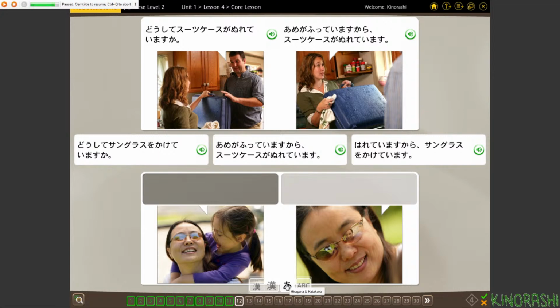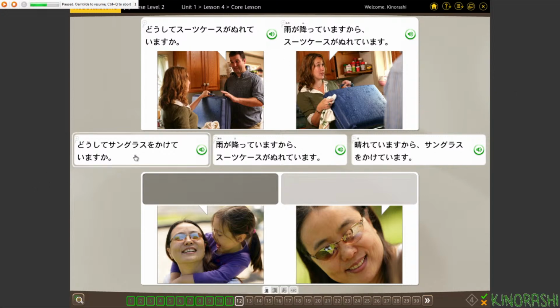どうしてサングラスをかけていますか？かけて, I've heard that from somewhere before. I can't remember where. どうしてサングラスをかけていますか？Let's look that up. かけて. Japanese to English.